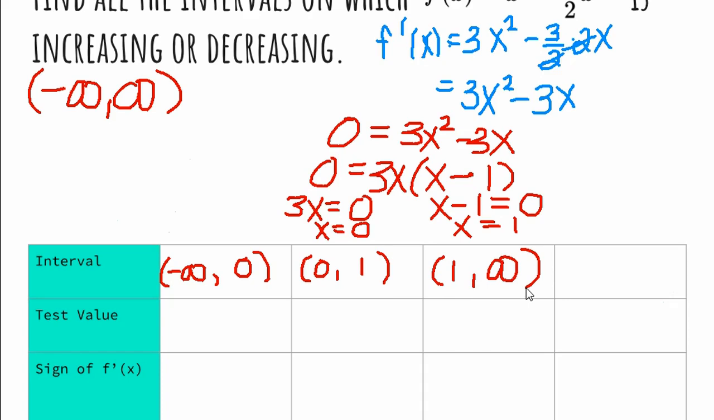Now I need to pick a number between negative infinity and 0 to plug into f prime of x. Pick something nice. Don't pick negative 153.